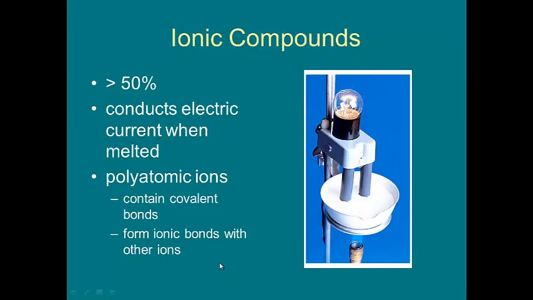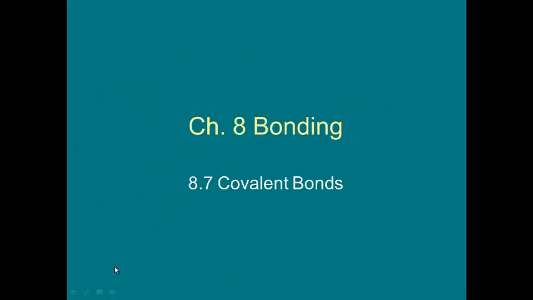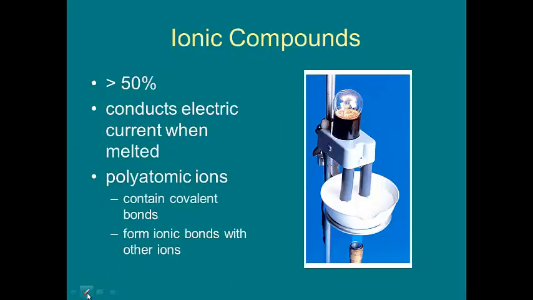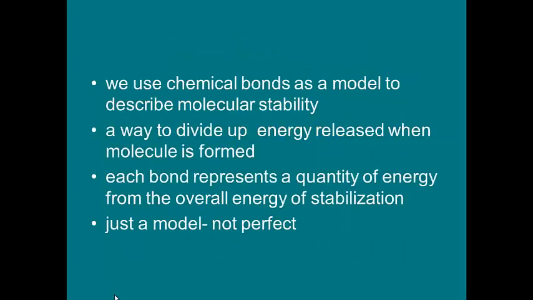Okay, and just as a reminder, ionic compounds are anything that's greater than 50% on that chart, and they will conduct electricity when melted or dissolved. The reason that it has to be melted or dissolved is so that those ions can be more mobile. The solids just can't work. And polyatomic ions, just as a reminder, contain covalent bonds, but they form ionic bonds with other ions. We're going to do Lewis structures in the next couple of units, so that'll make more sense there.